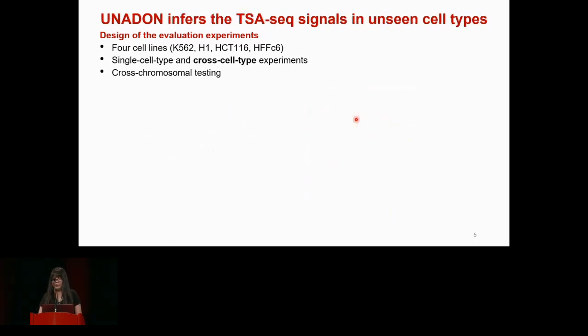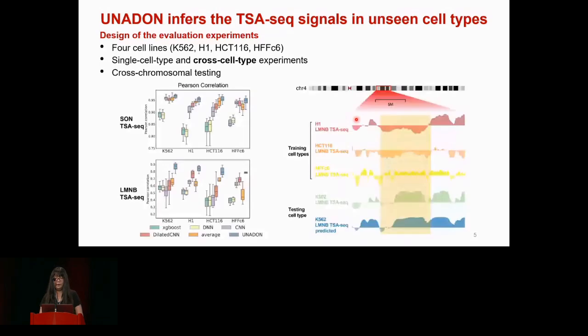And for cross-cell type experiments, one cell type is held out as the testing cell type, and the model is trained on the remaining 3 cell types. And still, we use the cross-chromosomal testing approach here. This is to evaluate the generalizability of the model to unseen cell types. So we included an additional baseline method named average, shown in orange here, which simply utilizes the average signal of the 3 training cell types as the prediction.